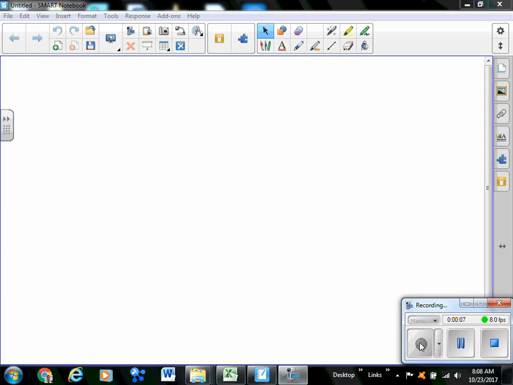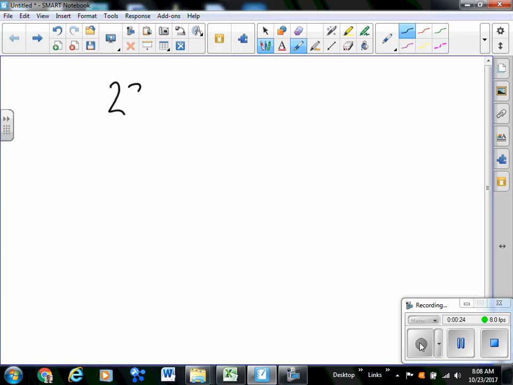Pretty simple lesson today. We're going to be doing lesson 5 in your book. We're going to start doing the standard algorithm for multiplying two-digit numbers. And the first one that we're going to do is 23 times 31. So 23, multiply that by 31. We're going to do it slightly different than you've seen before.